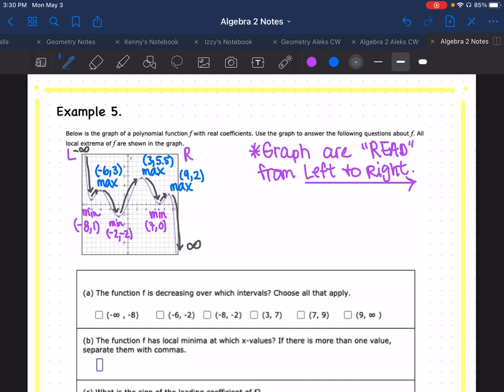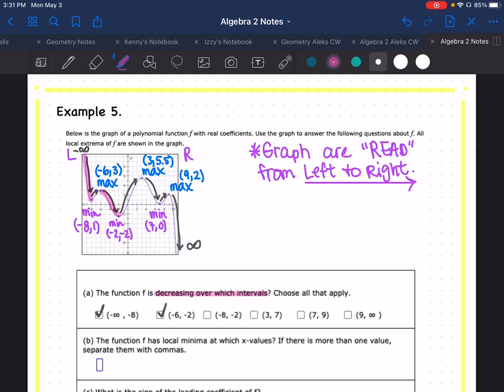All right, so the first question is going to ask you about increasing or decreasing. It just depends, so please make sure that you do read. This one says the function is decreasing over which intervals. So we're going to go ahead and pick them. Notice that our graph was decreasing right here. It starts at negative infinity and it ends at -8. So I'm going to click this box right here. Then it started increasing, then it decreased here from -6 to -2. So I'm going to click this one as well.